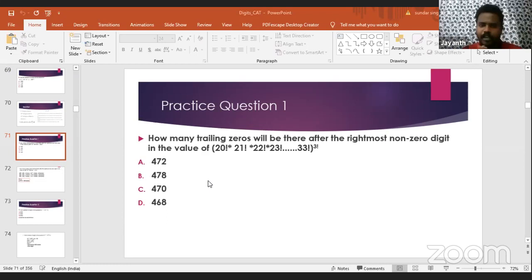It's one of the CAT questions actually, because a CAT question is a very standard one. If you are answering this level of question, you can solve any kind of question asked in this particular topic. Give me an answer for this one. How many trailing zeros will be there after the rightmost non-zero digit in the value of 20 factorial into 21 factorial into 22 factorial into 23 factorial up to 33 factorial to the power 33 factorial. Sorry, to the power 3 factorial.